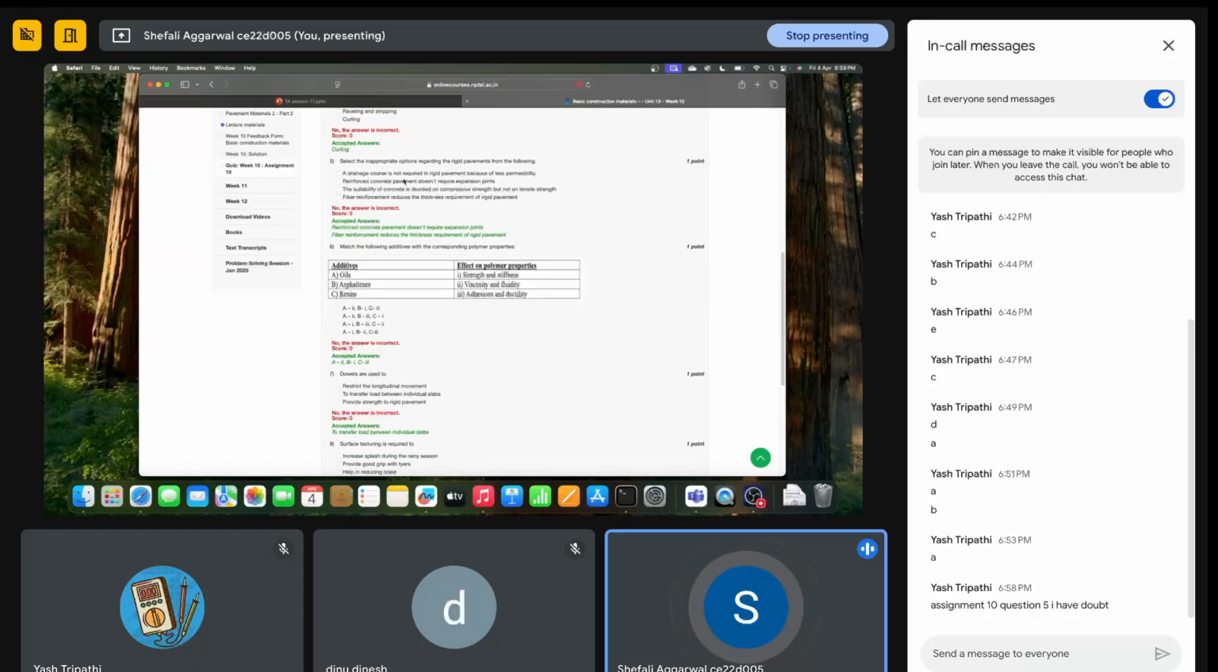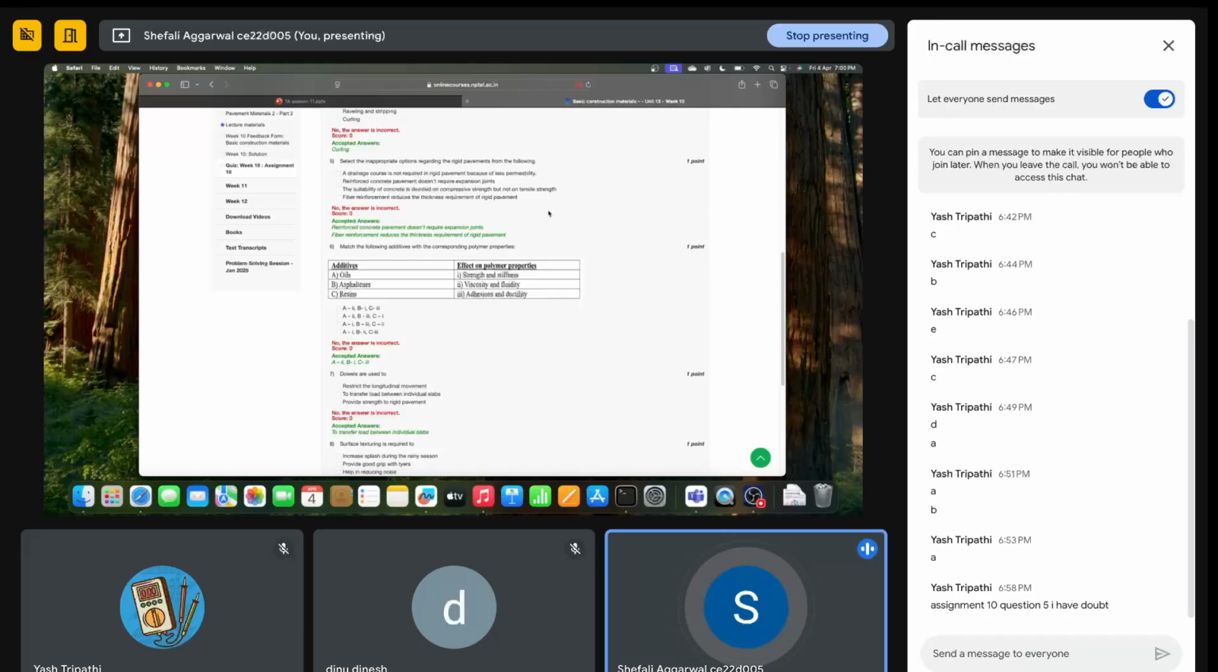Select the inappropriate option regarding the rigid pavement from the following. A drainage course is not required in rigid pavement because of less permeability. Reinforced concrete pavement doesn't require expensive joints. The suitability of concrete is decided on compressive strength but not on tensile strength. Fiber reinforcement reduces the thickness requirement of rigid pavement.